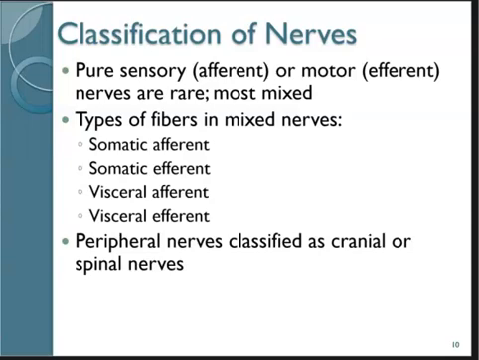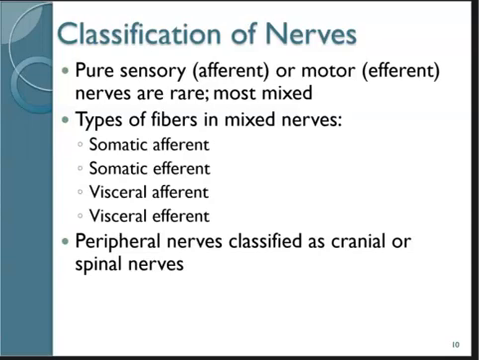Then classification of nerves. Most of our nerves are mixed nerves. Very few are purely sensory or purely motor. Those are some of our cranial nerves, which are few, and we'll talk about some of them today. In terms of fibers, they can be classified as somatic afferent, somatic efferent. So this is going to the body, whether it's sensory or motor, to the skeletal muscle, and then visceral afferent, sensory again from our viscera, and then visceral efferent, some motor fibers that go to our smooth muscle, cardiac muscle, and glands.